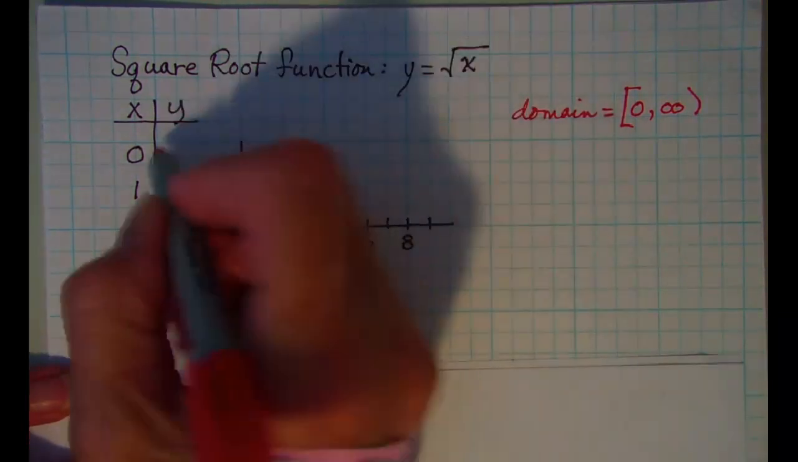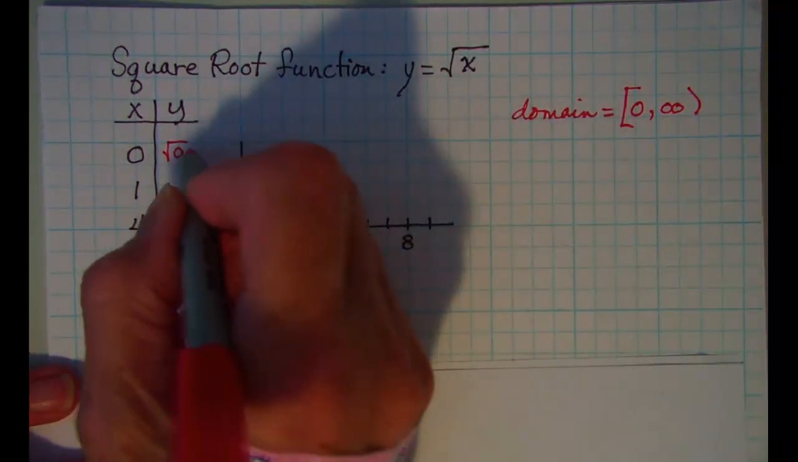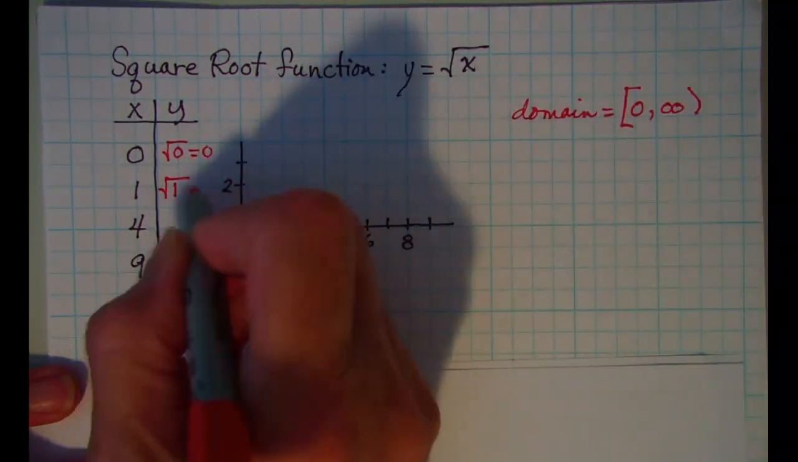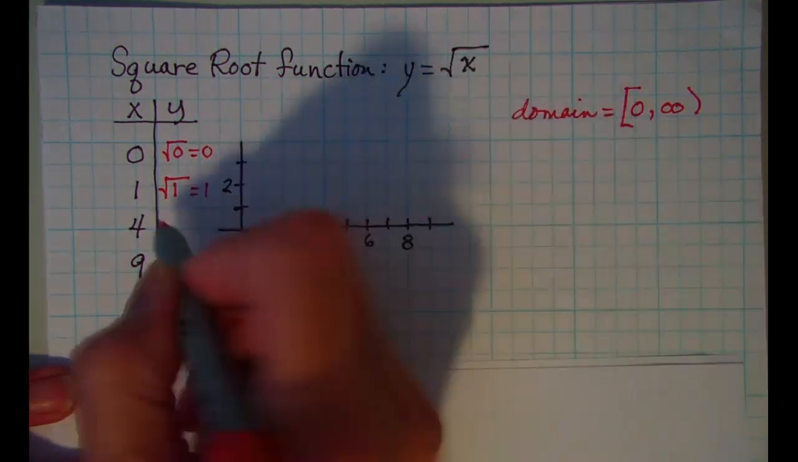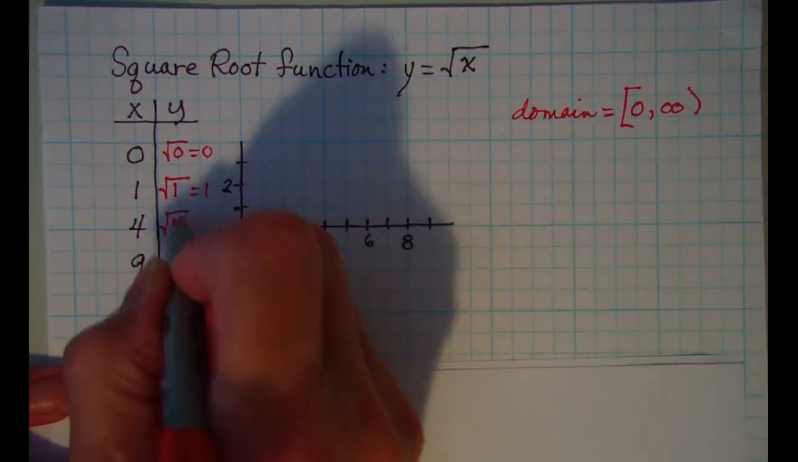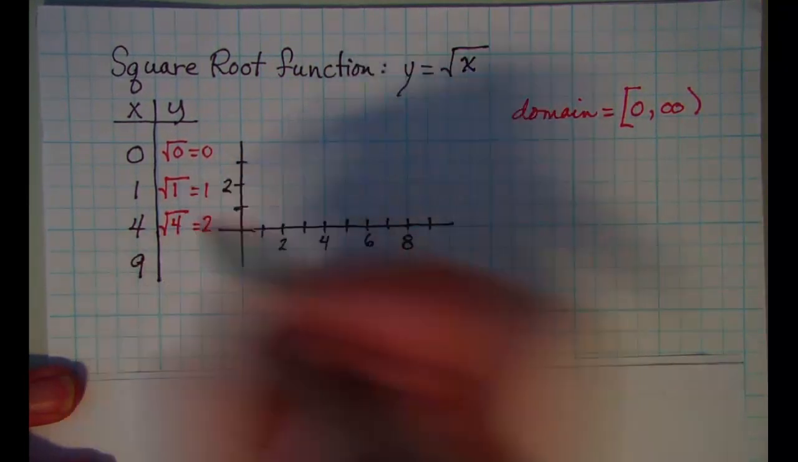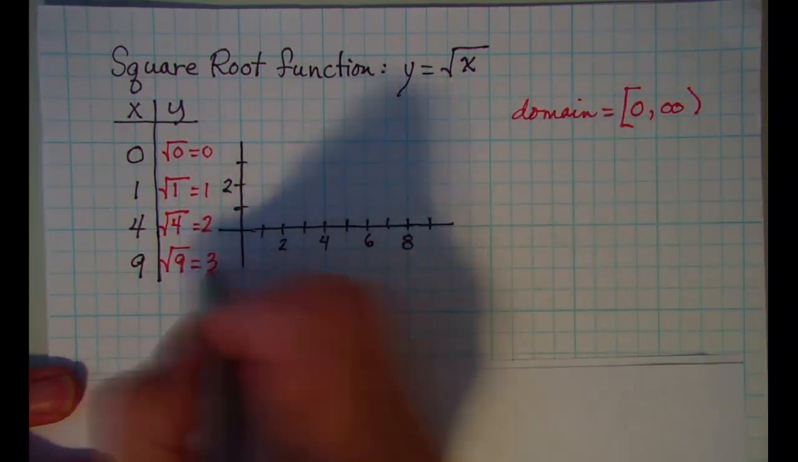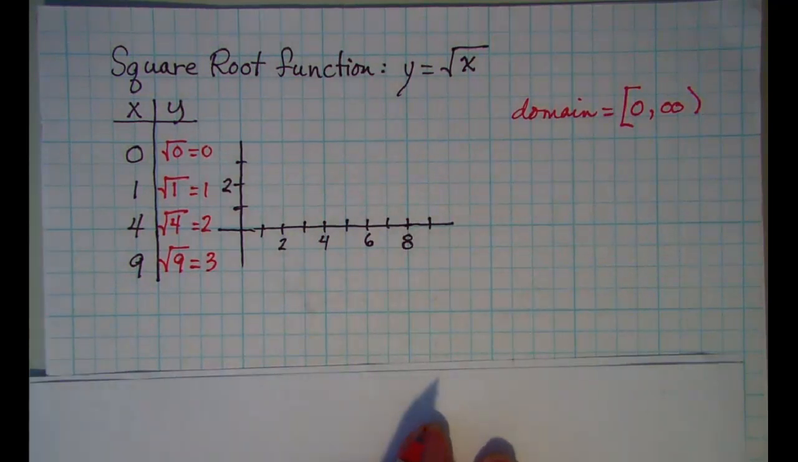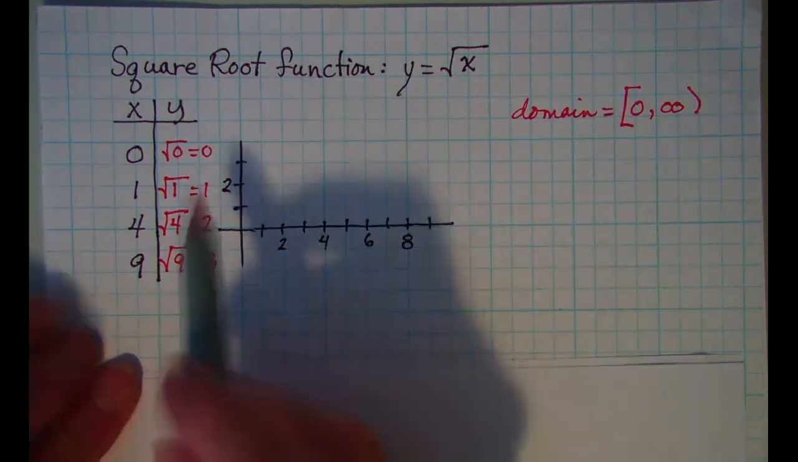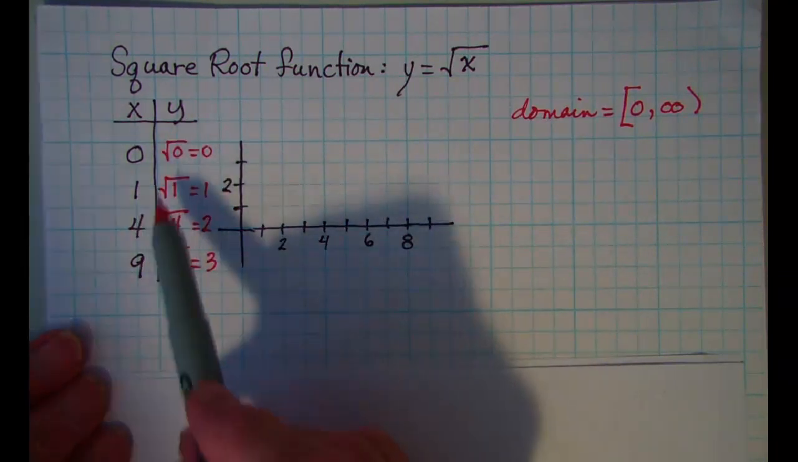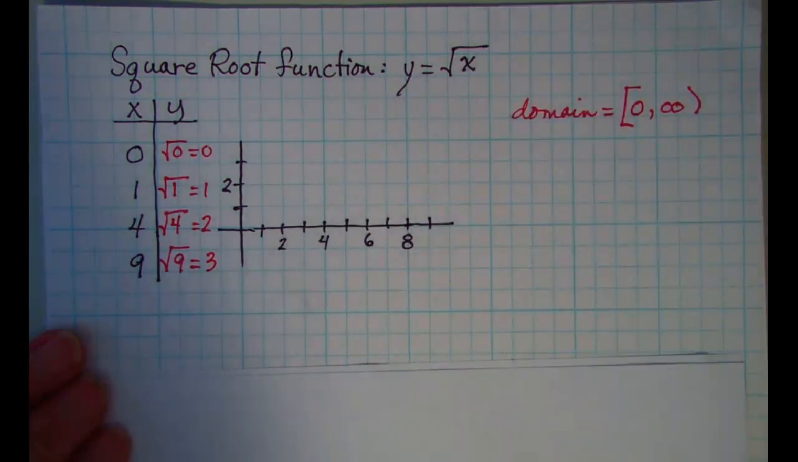All right, the square root of 0 is 0. The square root of 1 is 1. The square root of 4 is 2. And the square root of 9 is 3. So these are some nice numbers that we can plot on our graph. You could use your calculator if you wanted to do numbers other than perfect squares.